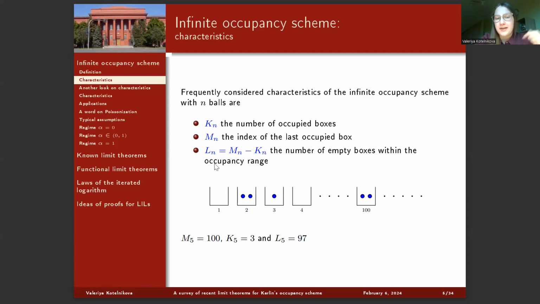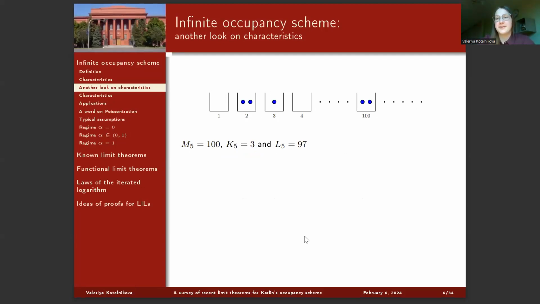And to understand what L_n is, let me first define what we mean by occupancy range. We mean the range from the first box to the last occupied box. So the number of empty boxes in this range from 1 to M_n is the number of boxes M_n minus the number of occupied boxes K_n. So it's simply the difference between the two aforementioned characteristics, therefore it is 97.